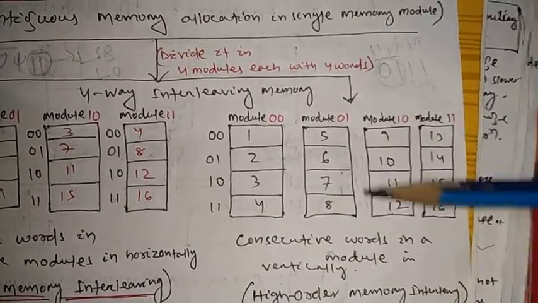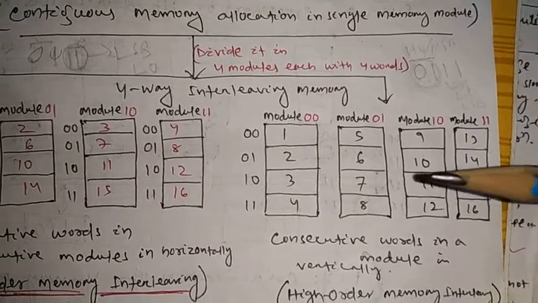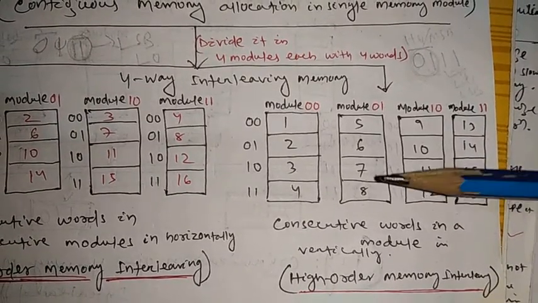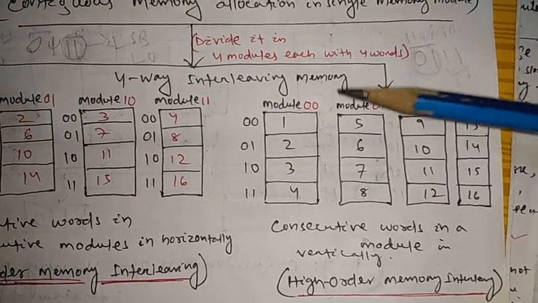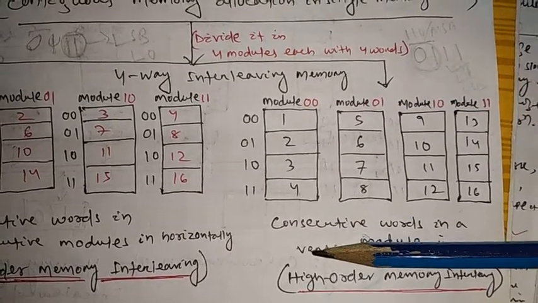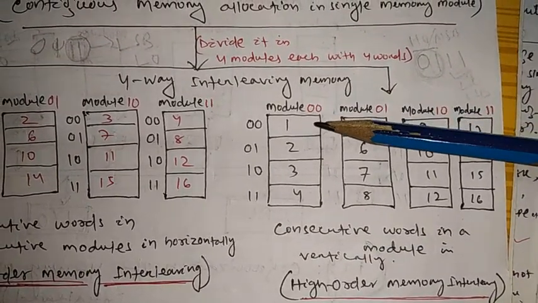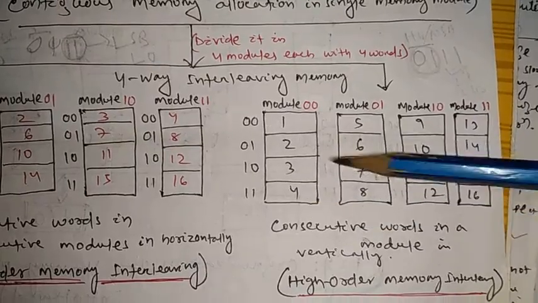So in which manner is this? Vertical manner. So in the high order interleaving memory technique, data or words are stored in a vertical manner, and they are stored contiguously in locations in any module. So this is the first point.